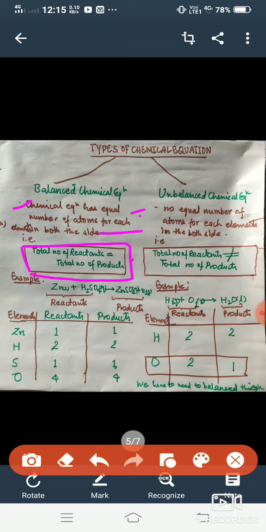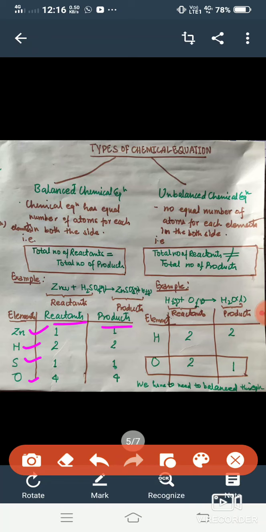Now let's understand by taking one example. Here zinc reacts with sulfuric acid to form zinc sulfate and release hydrogen gas. So let's see whether this is a balanced equation or an unbalanced equation. We have to count the number of atoms on the reactant side and the product side. So in this equation zinc, hydrogen, sulfur and oxygen take part.